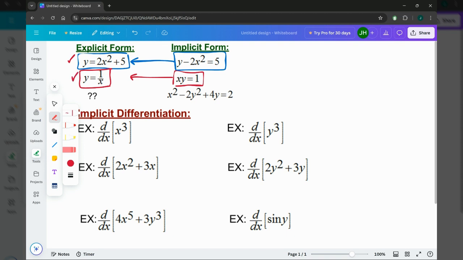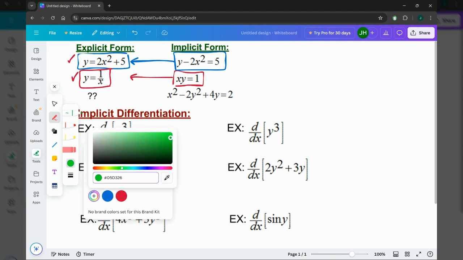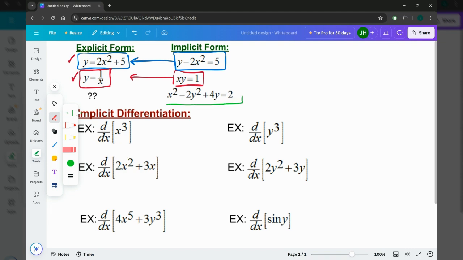the derivative of those. But what am I going to do if I have an equation that looks like this? How do you solve that for y? I can't. So we've got to figure out a way to take derivatives of equations or expressions in that form. And today we're going to stick with expressions.